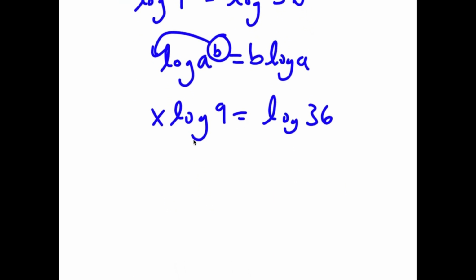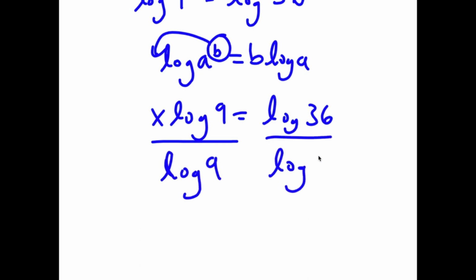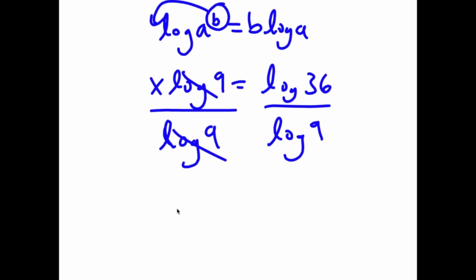Now, I'm going to go ahead and divide both sides by log of 9. So then these two cancel out. Now I get x is equal to log 36 over log 9.